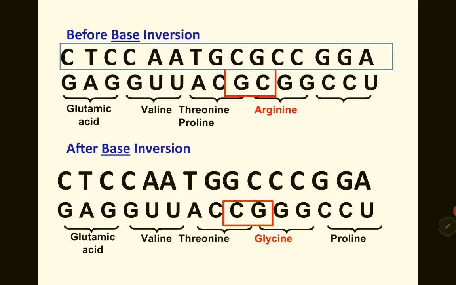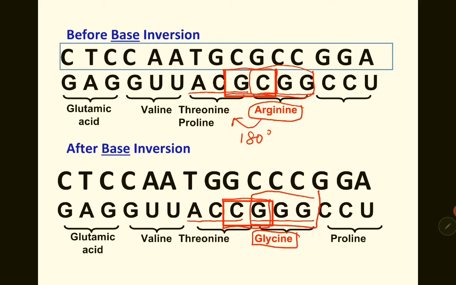Before base inversion occurs, our original DNA is GC, ACG, CGG. This particular section of DNA breaks and rotates 180 degrees and then they rejoin, so they become ACCGGG. Because of this inversion, our amino acid, which is supposed to be arginine for CGG, now becomes GGG. So it will code for glycine instead.